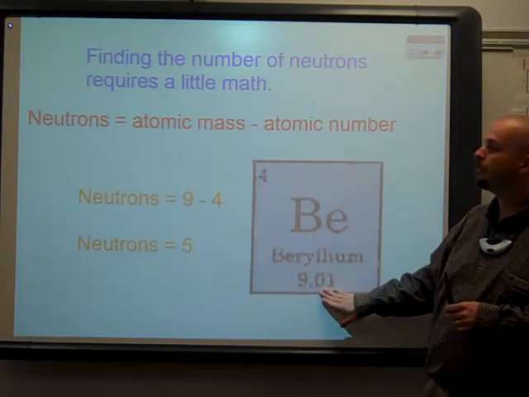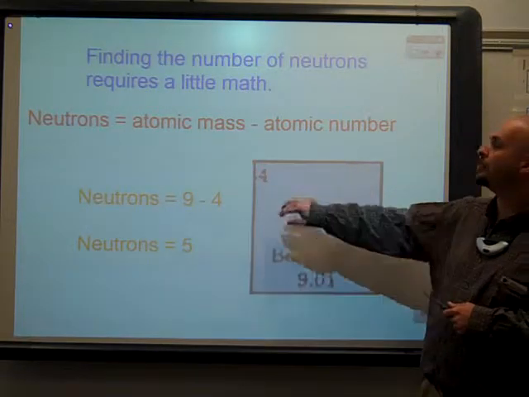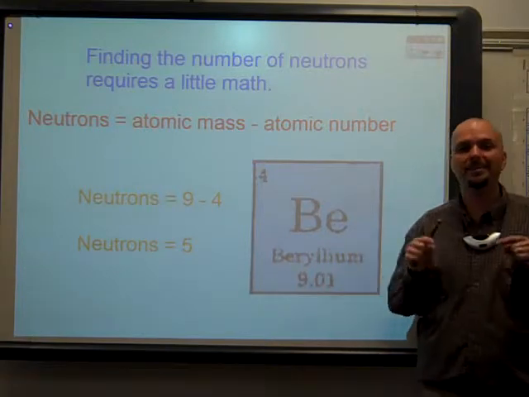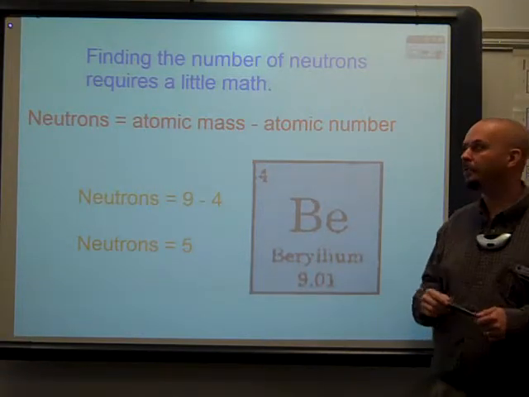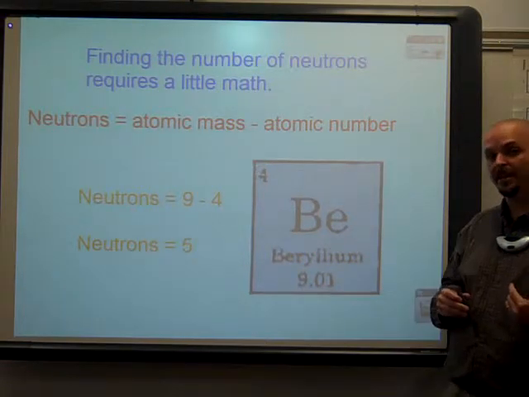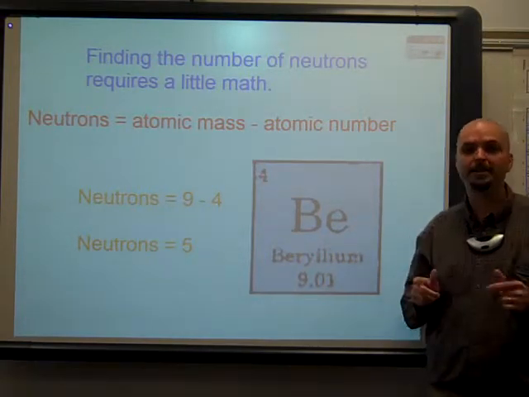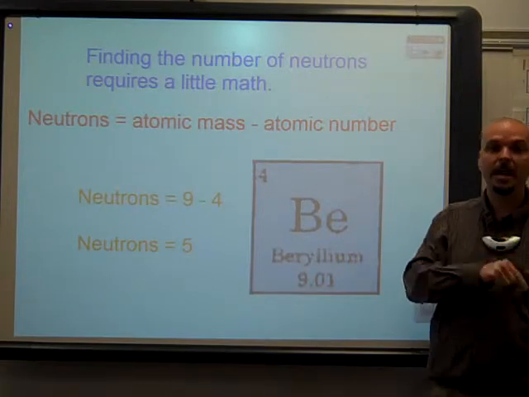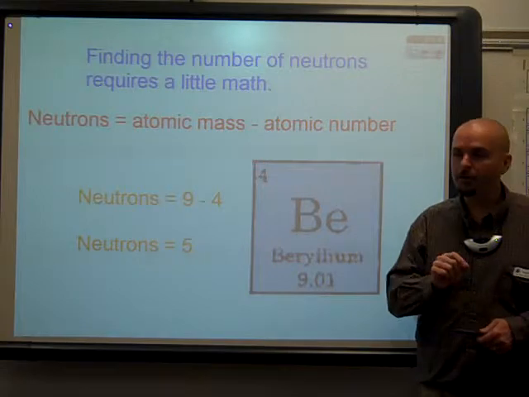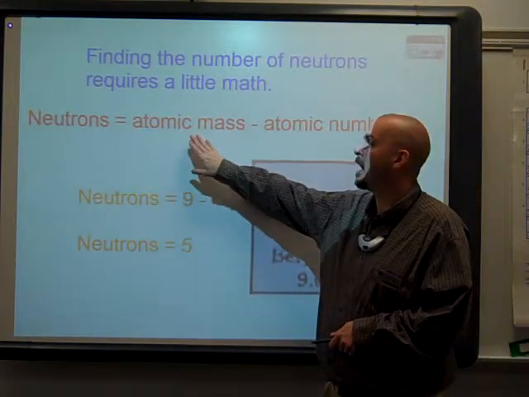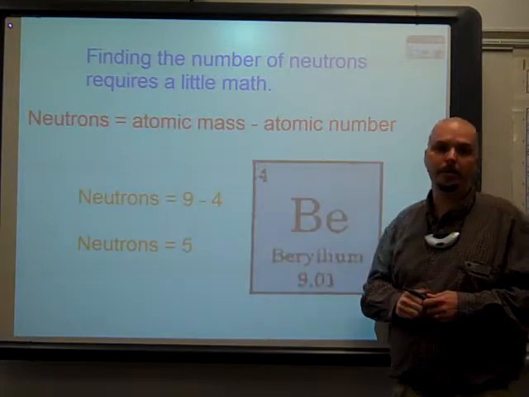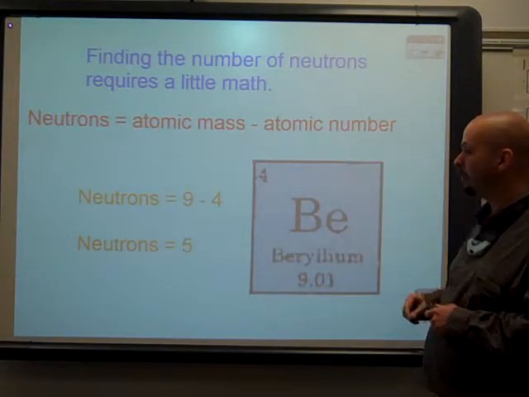It's pretty simple math. To find the number of neutrons, we'll take the atomic mass minus the atomic number. Always say it that way. I have students tell me you take the atomic number and you subtract it from the mass. And the problem with that is when they go to write it down on paper, they'll write it down backwards. They're saying it backwards, they write it down backwards. Learn it this way. Neutrons are the atomic mass minus the atomic number. That way when you write it down on paper, you always write it down in the right order.